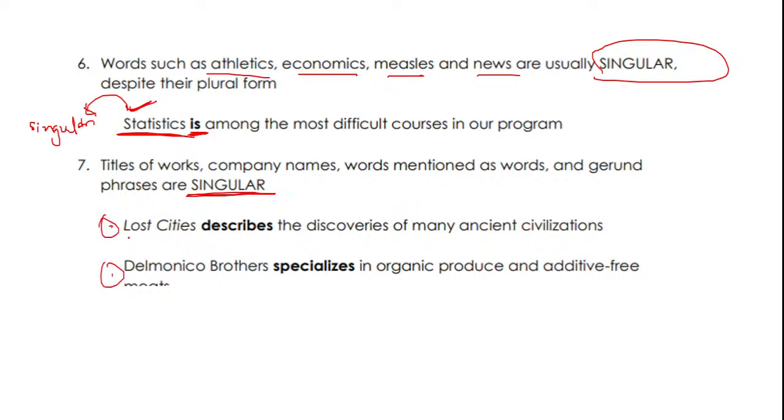Examples: Lost City describes, and Dalmonica brother specializes in the organic produce. You can go through the PDF. I'll share it by today, okay? And I'll share it only after the completion of the class, okay?